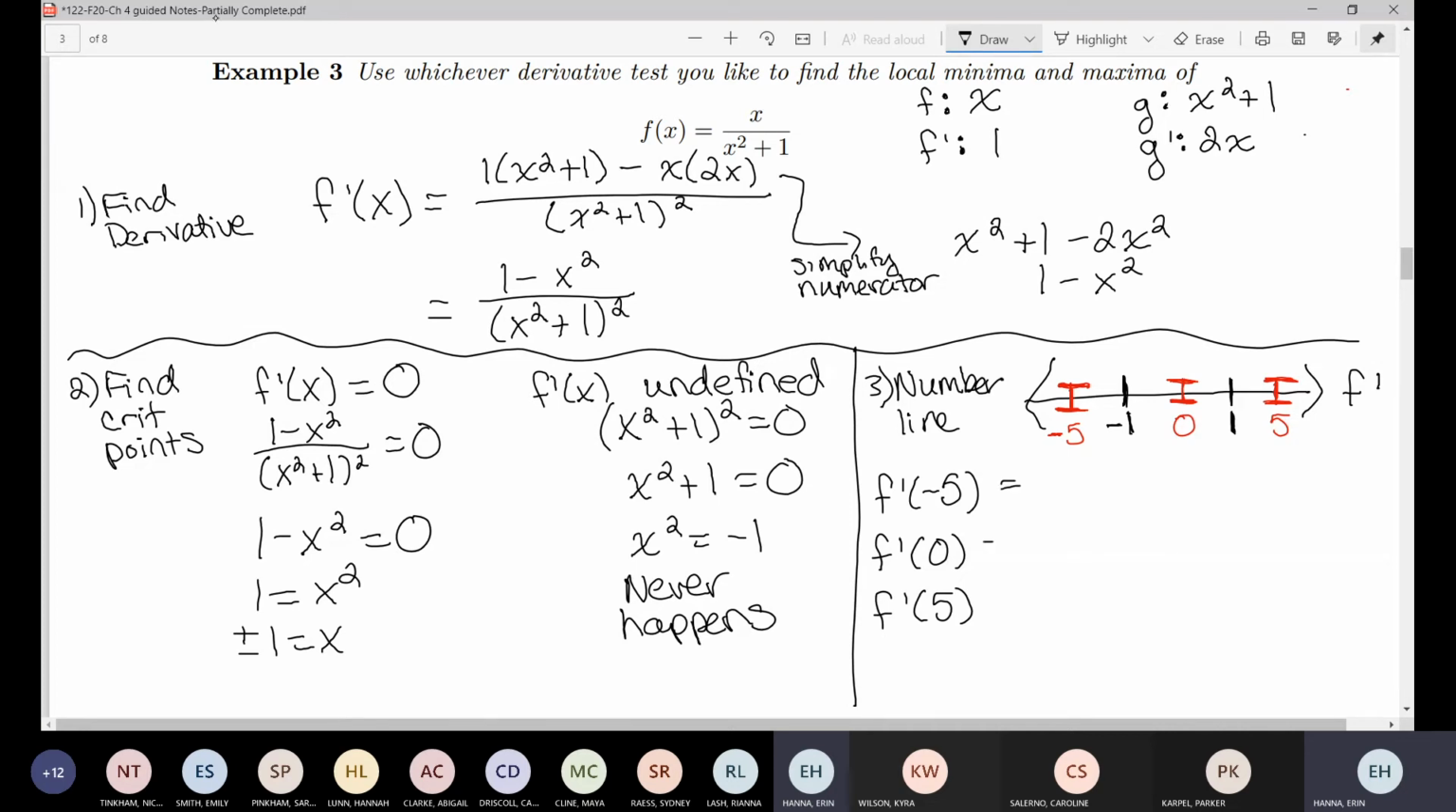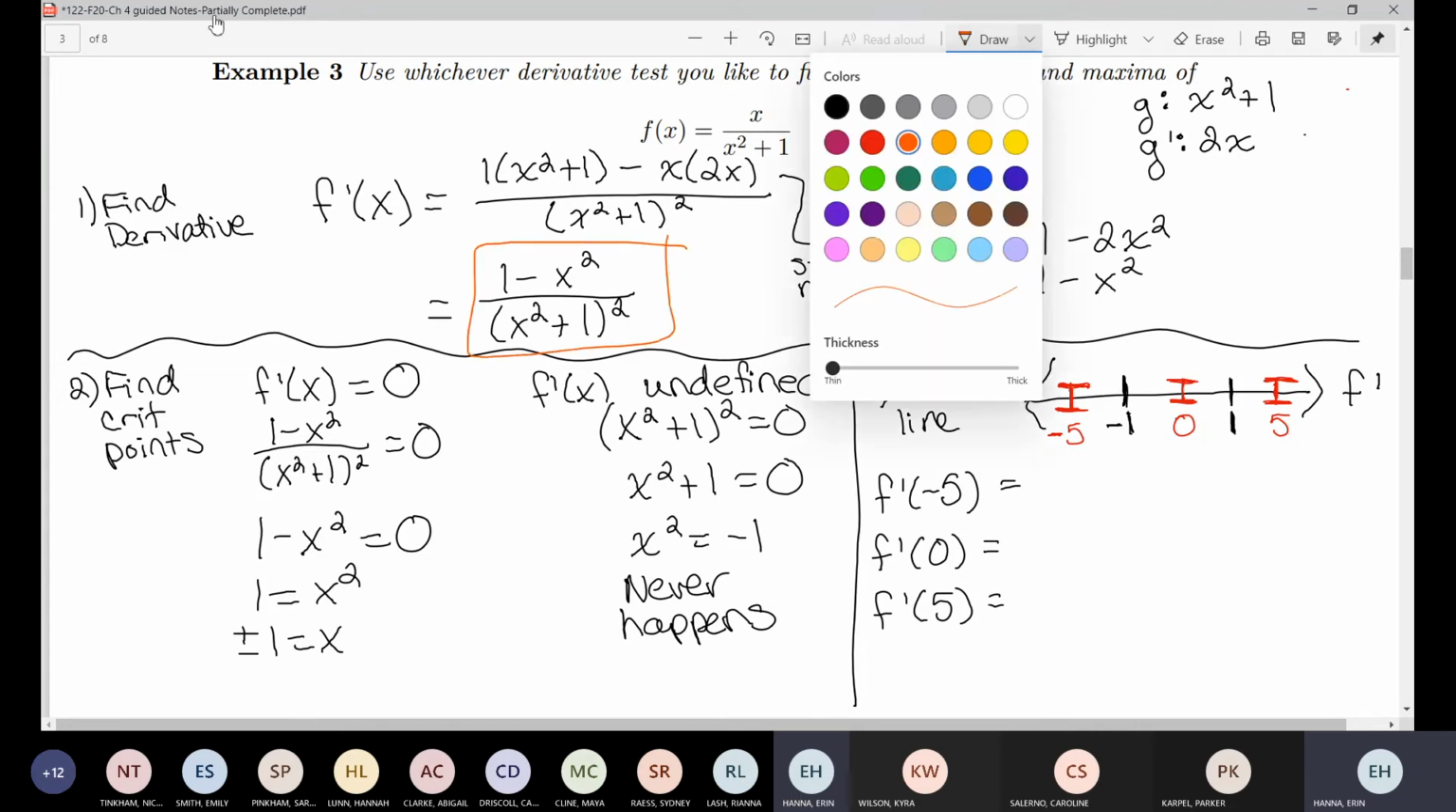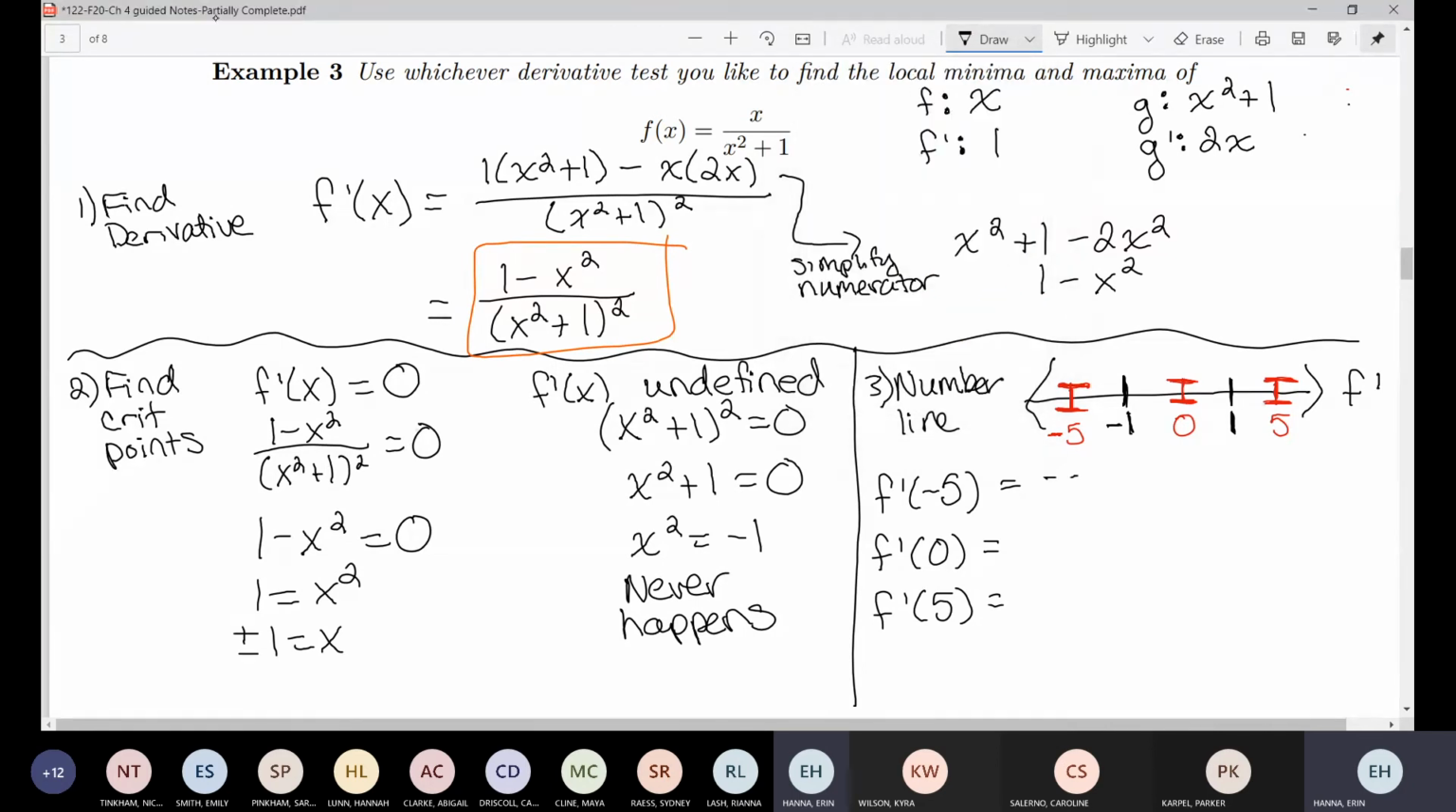Anyway, here we go. So remember that our derivative was 1 minus x squared over x squared plus 1 all squared. So my numerator, if I plug in -5, I'll get 1 minus 25 all over essentially 26 squared. So let me write 25 plus 1 all squared. So that'll be -24 over 26 squared.